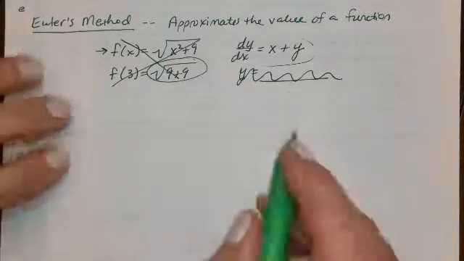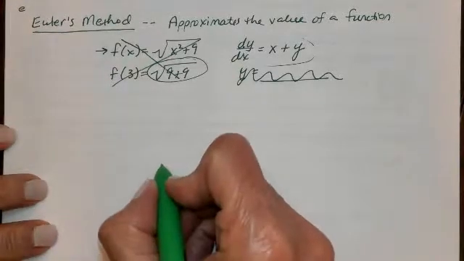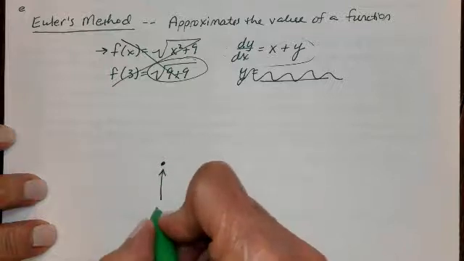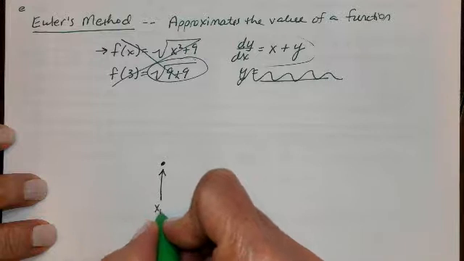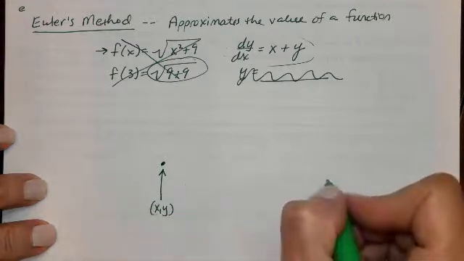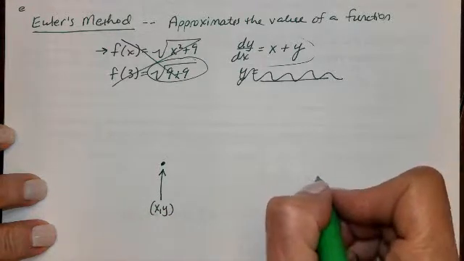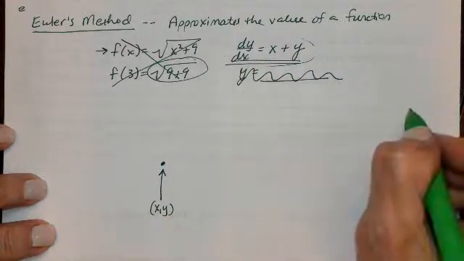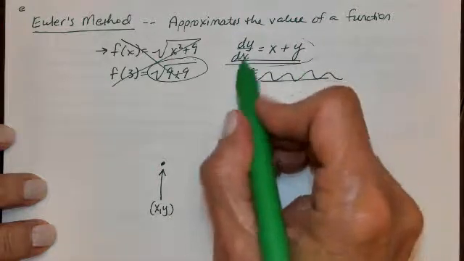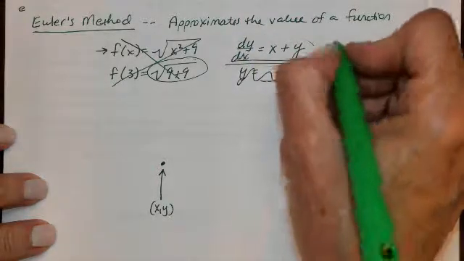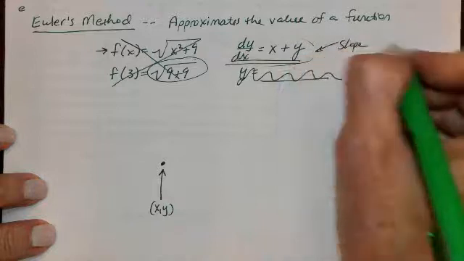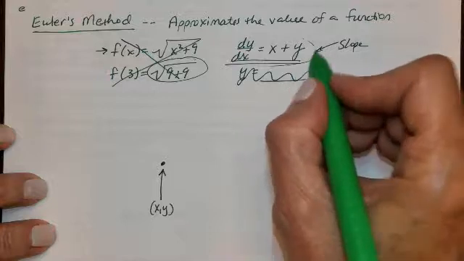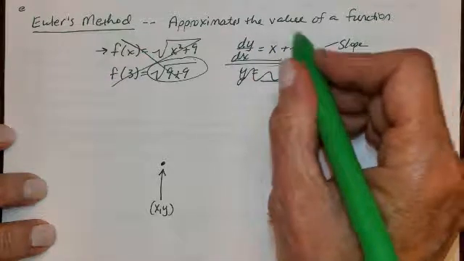Let's say that we have a point. We know a point. So you're going to be given a point. Okay? Let's call it x, y. And you're going to be given an equation for, or you're going to be given information about the derivative. And remember, derivative is slope. So the dy/dx gives us the slope of the curve at a point, right?